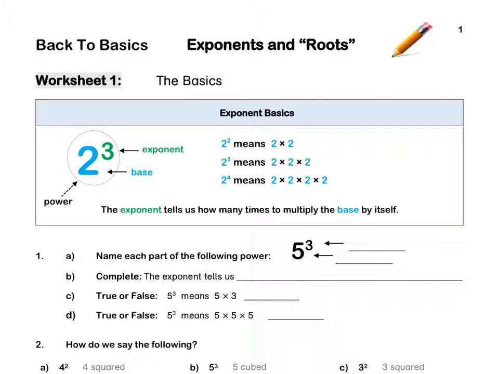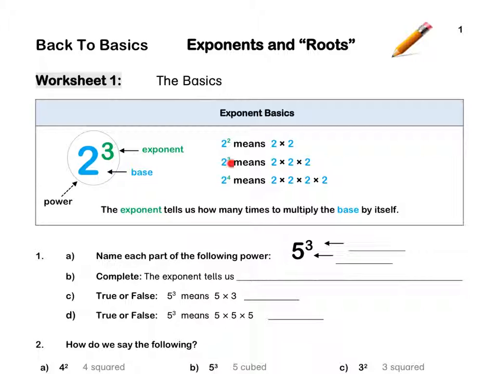During this lesson, we are going to work on exponents and roots. This is called a power. The 2 is called the base of the power, and the little 3 at the top is called the exponent. 2 to the power of 2, or 2 squared, means 2 times 2.